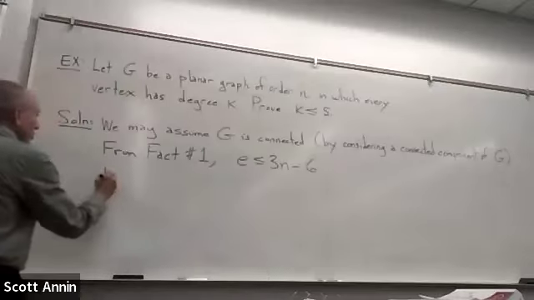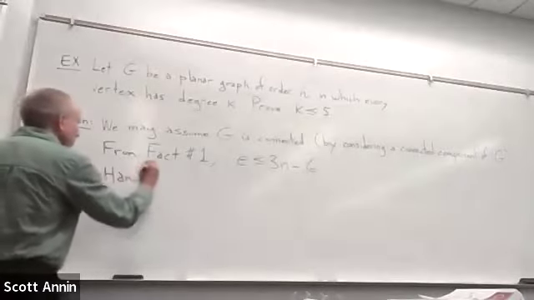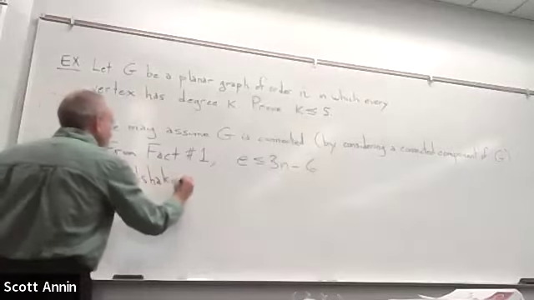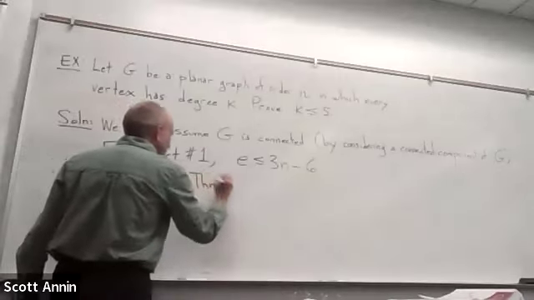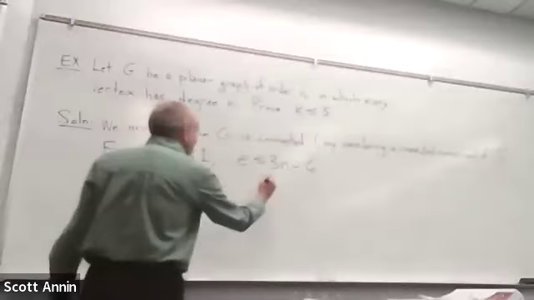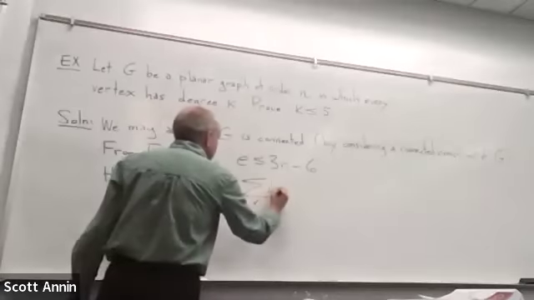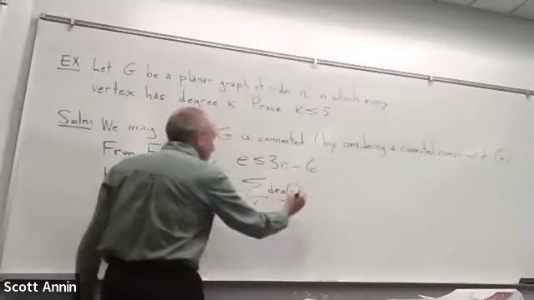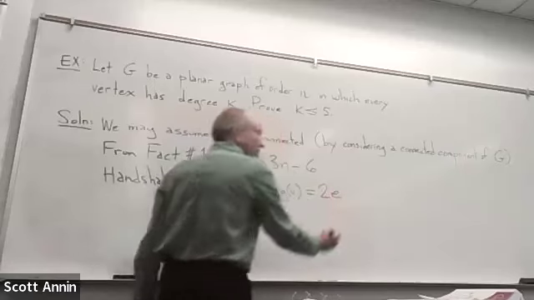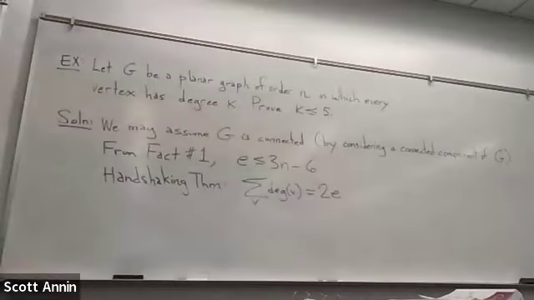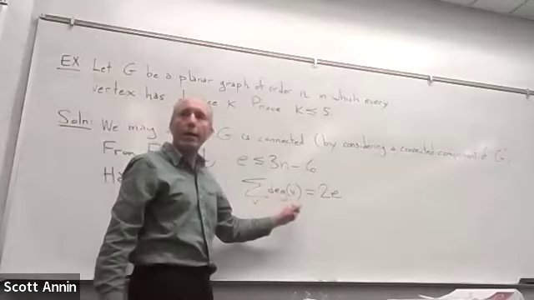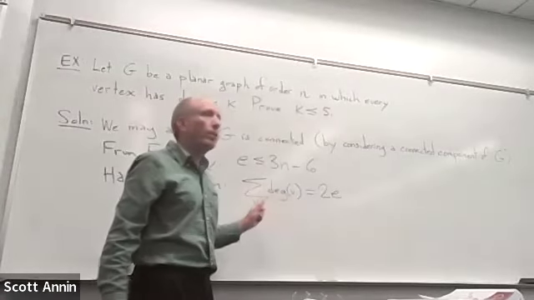So let's also recall the handshaking theorem. Let's write that down as well. If we add up the degrees of all the vertices, we would get 2 times the number of edges. That's the handshaking theorem. And every vertex has degree k. And how many vertices are there?